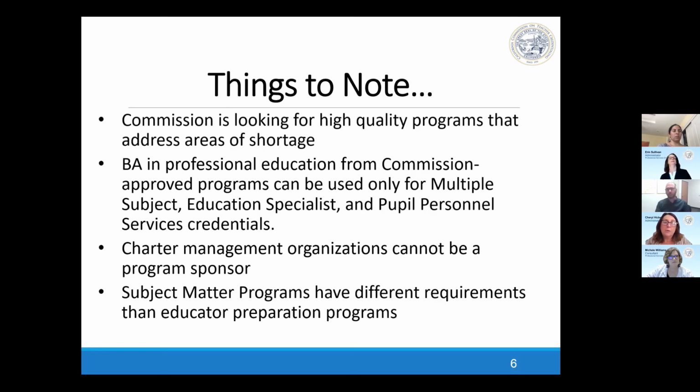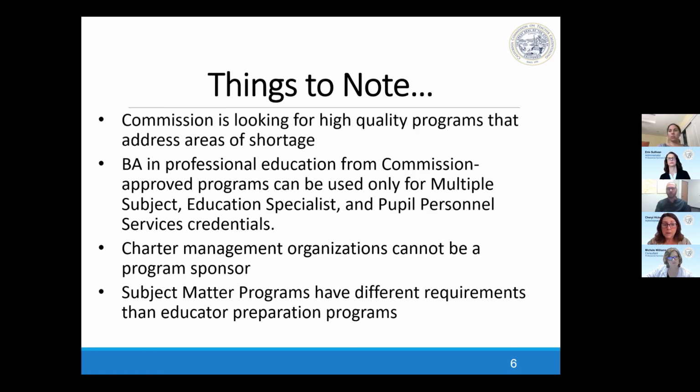So the BA in professional education can only be used for multiple subject, education specialists, and pupil personnel services. If you want a single subject credential, candidates are going to have to get a BA in something other than professional education. Again, this may be something that policy-wise may be changing over the next few years. I don't know, but just so you know that.